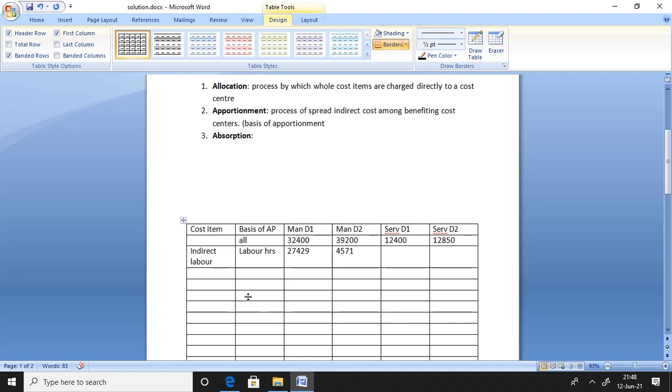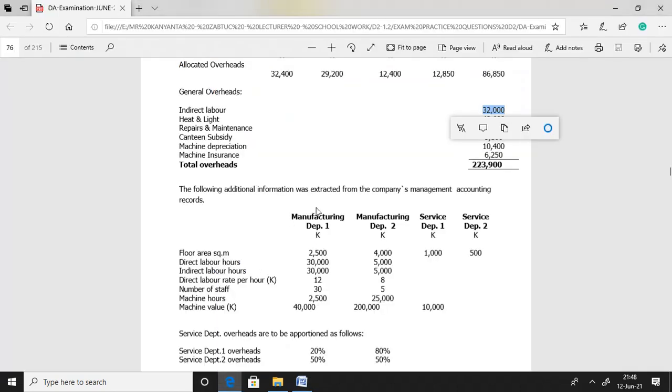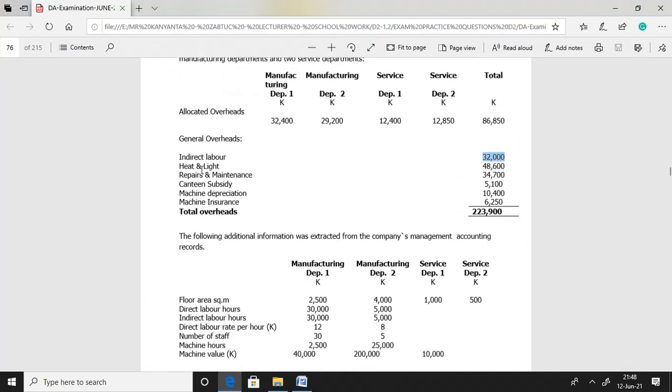Next cost item. So we come back to this. The next cost item is heating and lighting. What can be the best or fair basis of apportionment for heating and lighting? Well, you guess right, that's the floor area. When you identify that heating and lighting's best basis of apportionment is floor area.